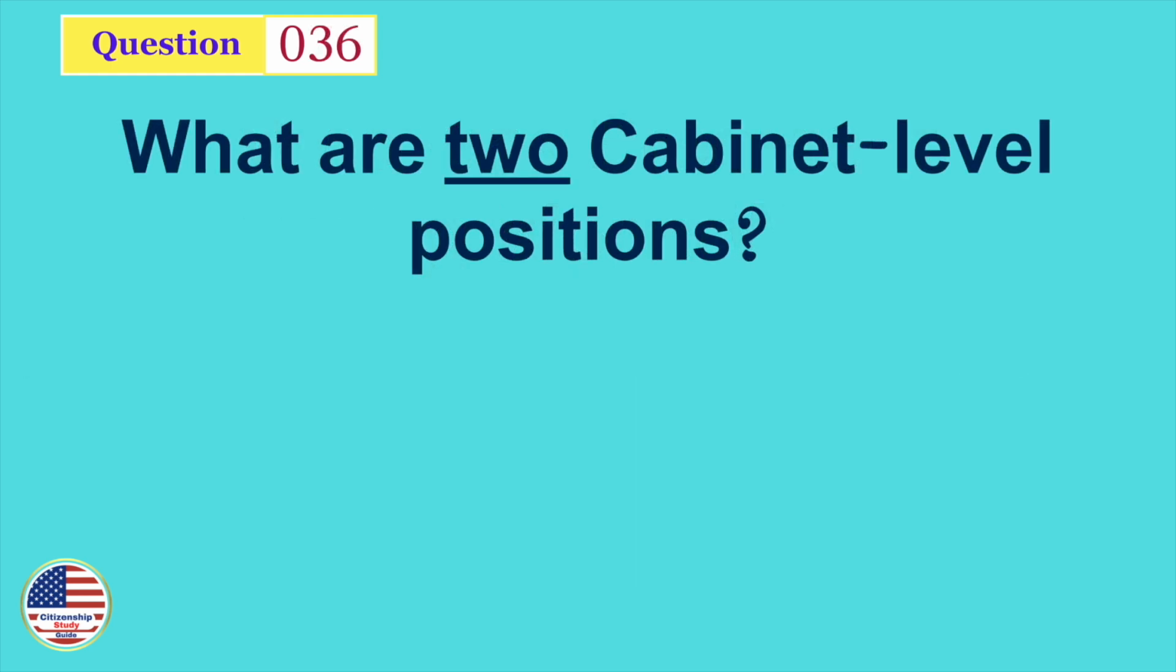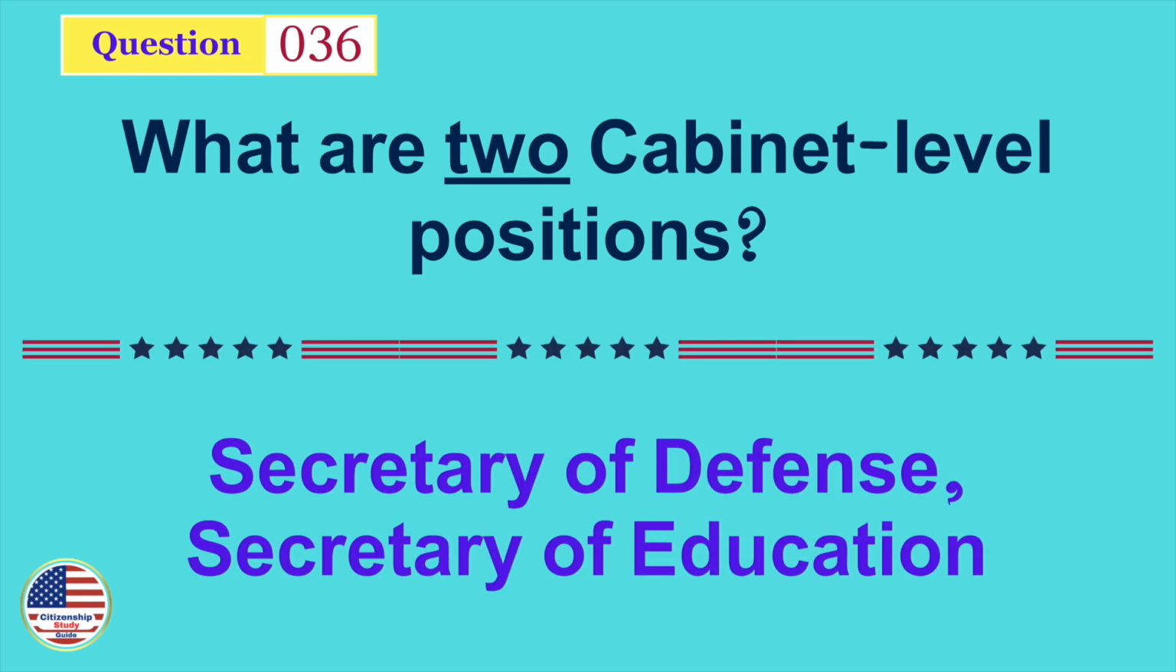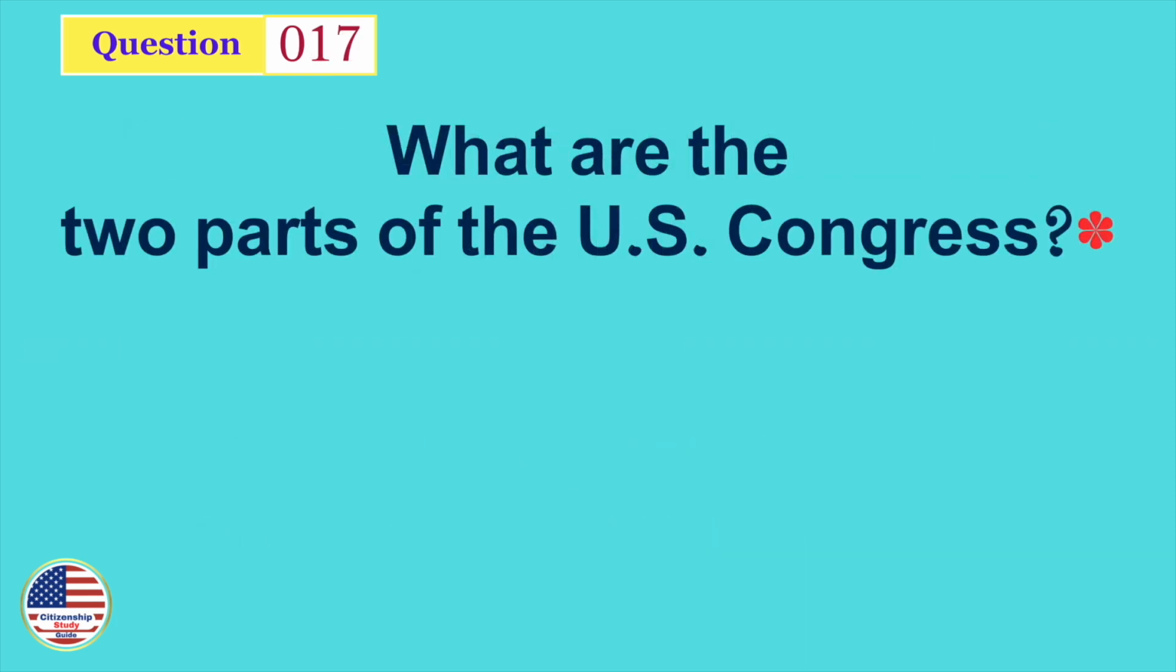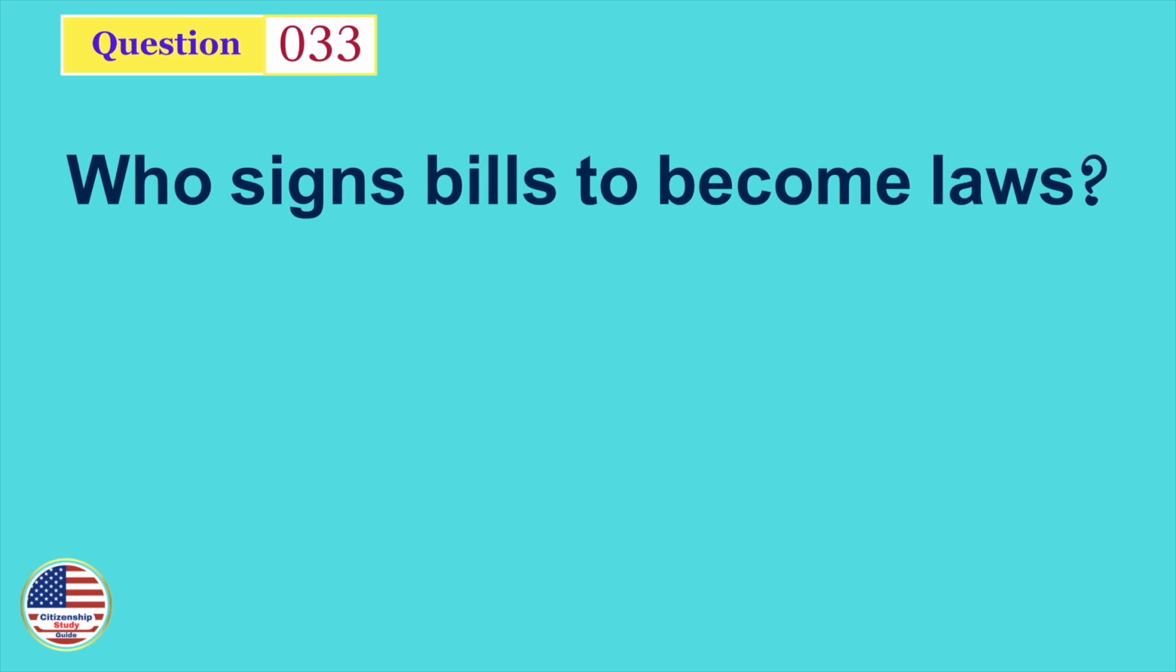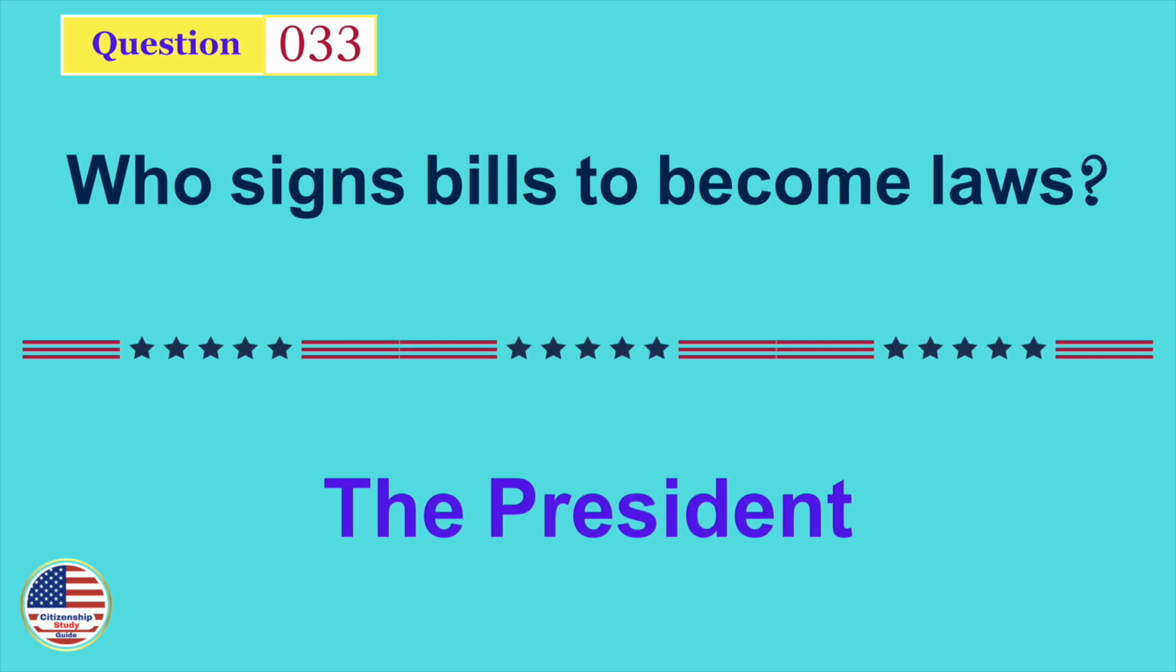What are two cabinet-level positions? Secretary of Defense, Secretary of Education. What are the two parts of the U.S. Congress? The Senate and House of Representatives. Who signs bills to become laws? The President.